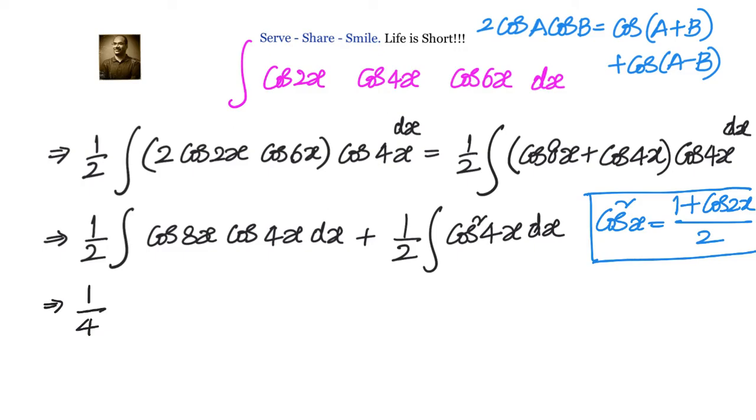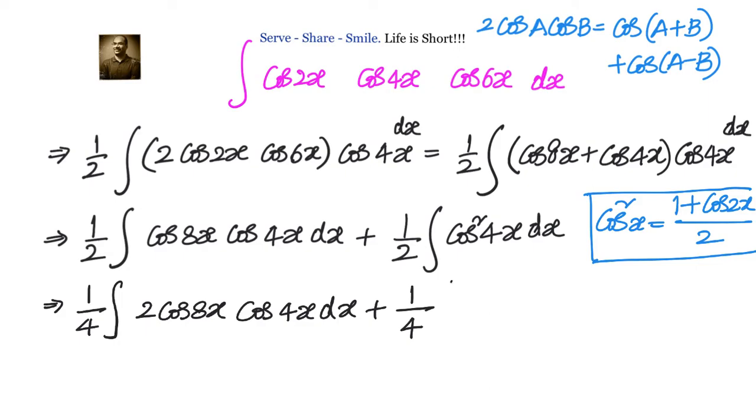We will have half become 1 by 4 now, because one more time you have to multiply and divide with 2 so that you can put it into the formula. So 2 cos 8x cos 4x dx plus 1 by 2 into 1 by 2, that is 1 by 4. Cos square 4x can be written as 1 plus cos 8x divided by 2. Why? Because cos square x has cos 2x. Cos square 4x should have 1 plus cos 8x, multiple angles. Now you can take 1 by 4 common throughout.